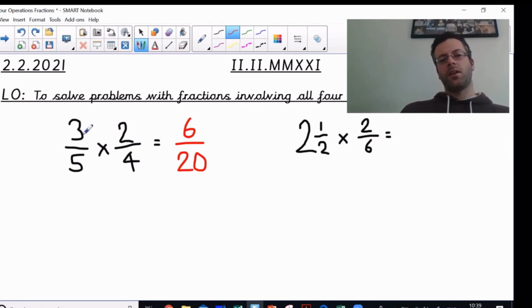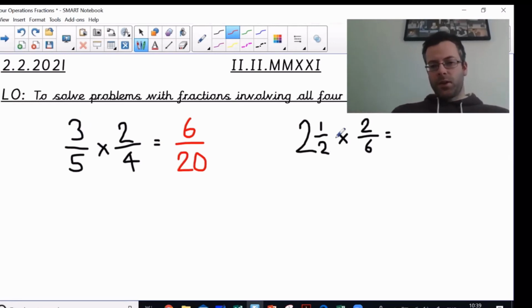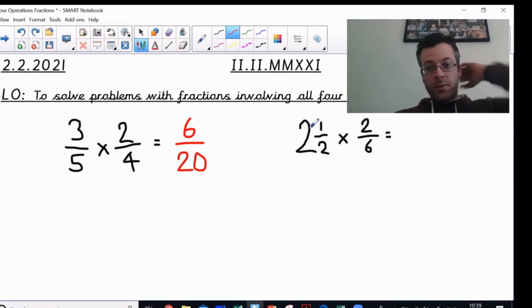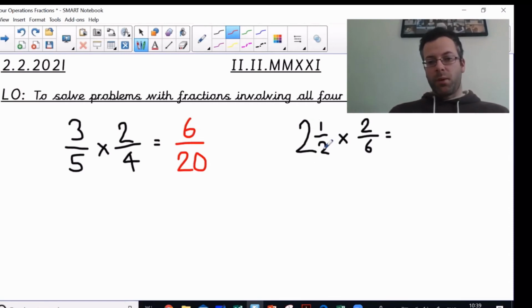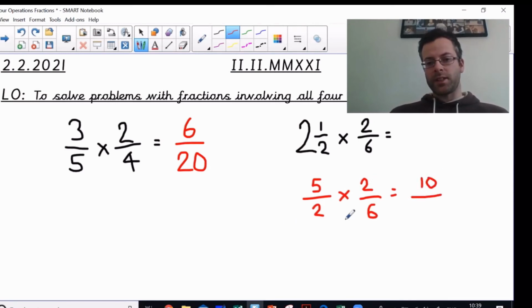Okay. And then finally this one, we've got a mixed number. I don't want to be working with mixed numbers, so we're going to change it to improper. So how many halves are in 2 wholes? It's 2 times 2, 4, plus that one. So we have 5 halves times by 2/6. We're actually finding 2/6 of that 5 halves. And to do it, we can do numerator times numerator, which is 10, and denominator times denominator, which is 12. My answer is 10/12.